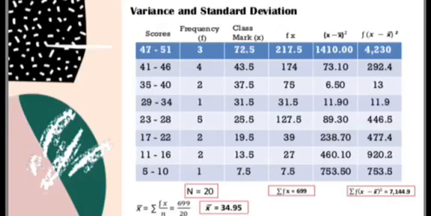2 times 19.5 is equal to 39. 2 times 13.5 is equal to 27. And 1 times 7.5 is equal to 7.5. After that, get the total of fx. Add lang lahat ng nasa fx or yung column ng fx. So, the answer is 699. Kailangan natin i-add yan yung column ng fx para makuha natin ang mean value. So, ayan na yung total niya, 699.